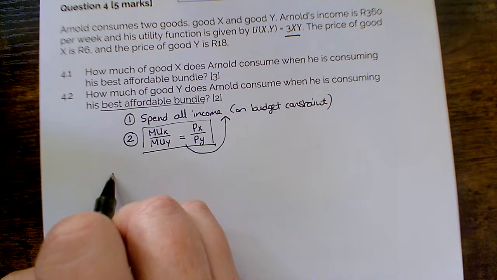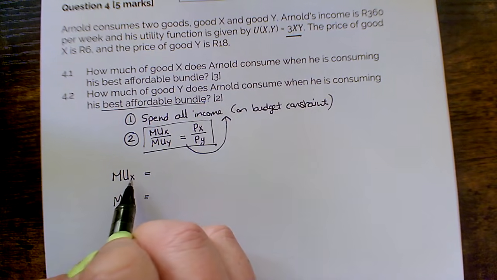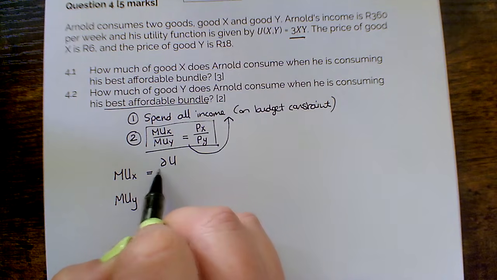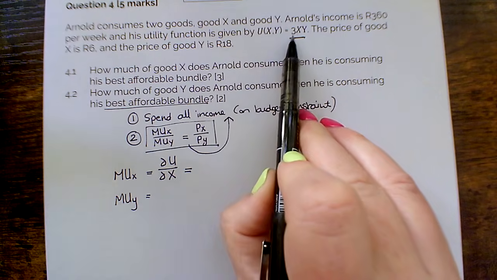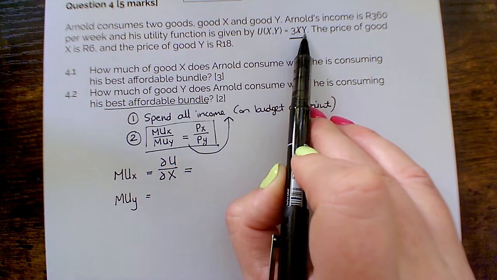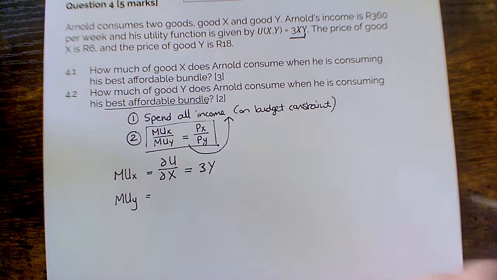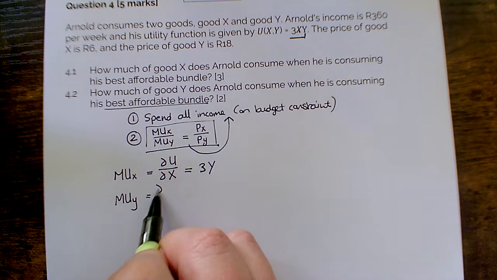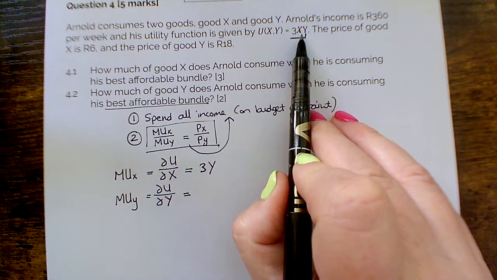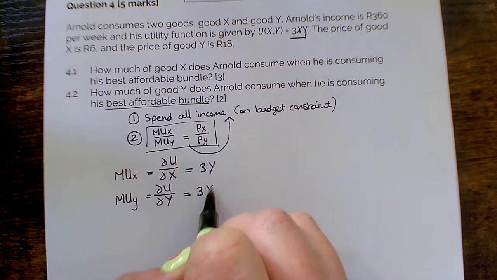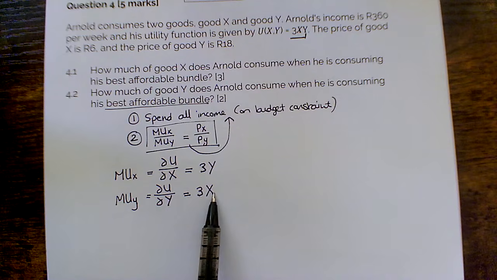So how do I get the MUX and the MUY? The marginal utility of X is going to be the partial derivative of my utility function with respect to X. So when I take a partial derivative of this with respect to X, I treat Y as a constant. So this is going to be 3Y. If I then take the partial derivative of my utility function with respect to Y, same thing, now my X becomes a constant, and so it's going to be 3X. So now I have MUX is 3Y and MUY is 3X.